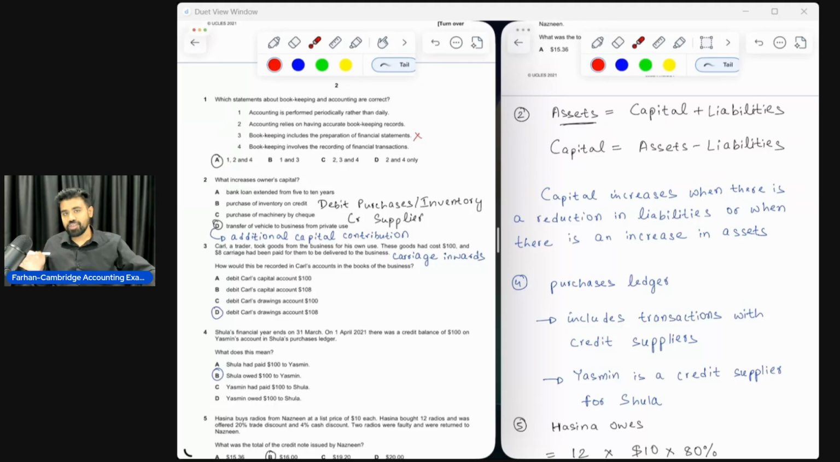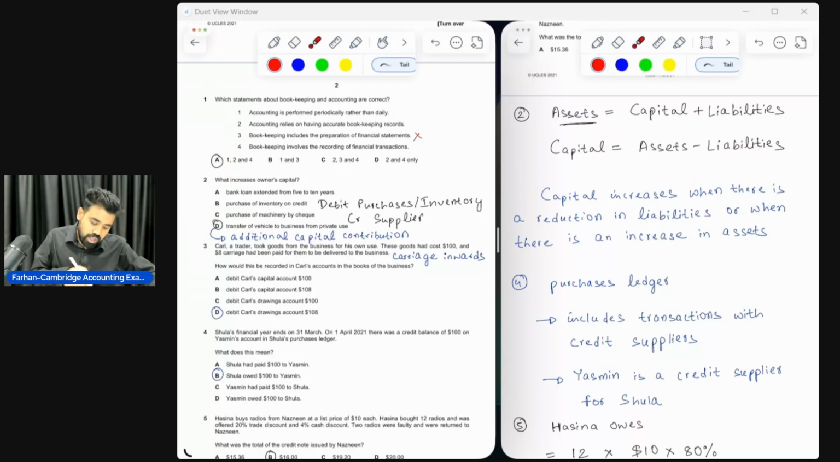But simultaneously, you would be crediting bank because the funds available in your bank account are decreasing, which is also an asset. And when assets decrease, we credit them. So we would debit machinery to reflect an increase in non-current assets, and we would be crediting bank to reflect a decrease in current assets. As you can see, there are no assets really increasing or liabilities decreasing. Therefore, option C is also not valid.